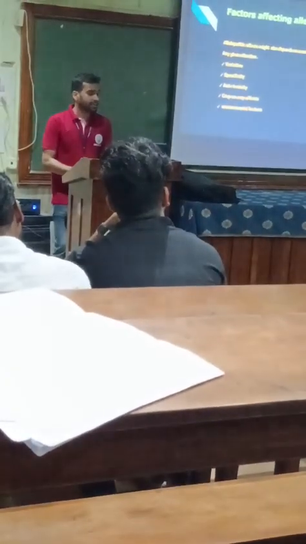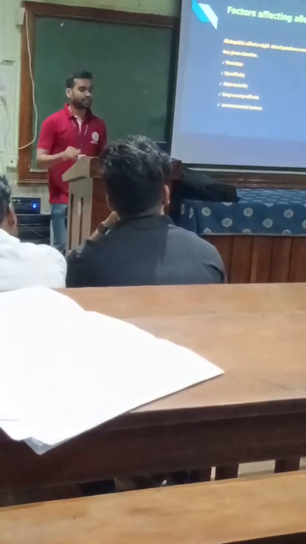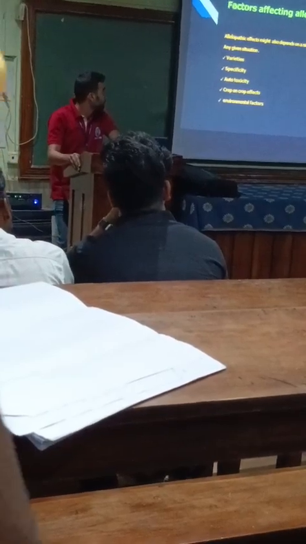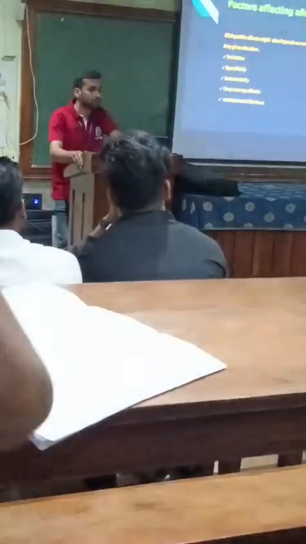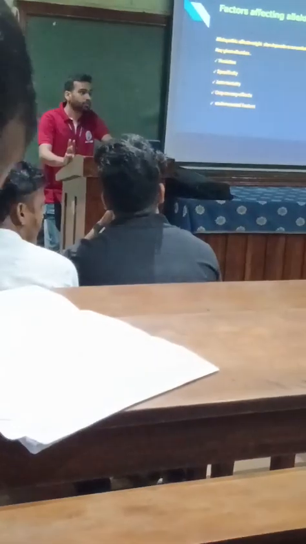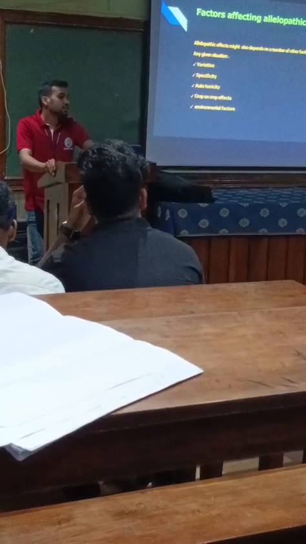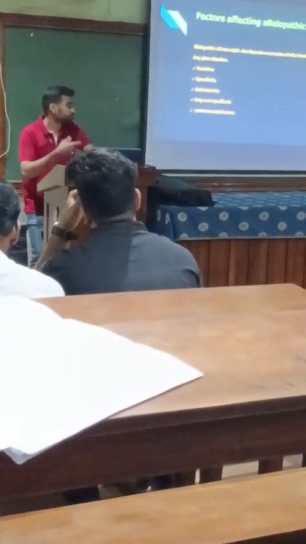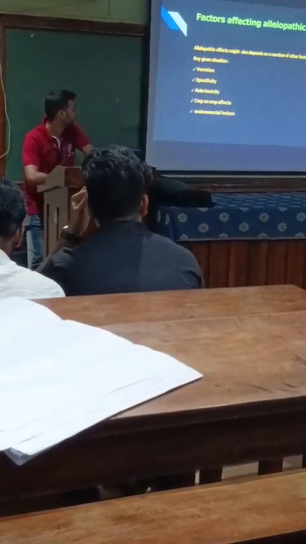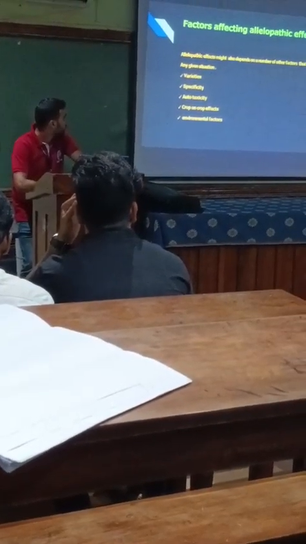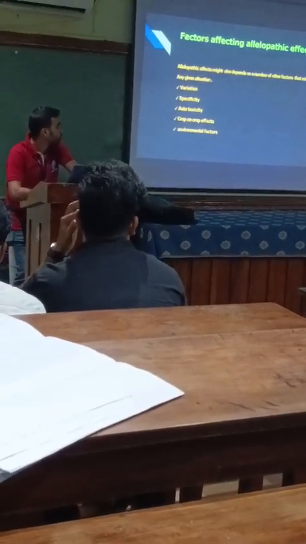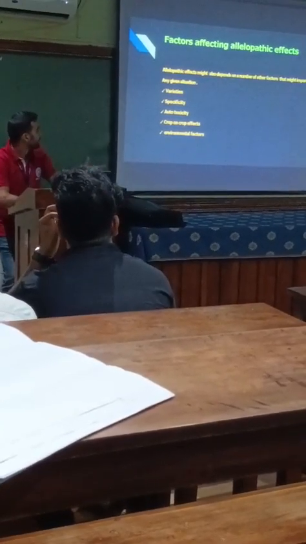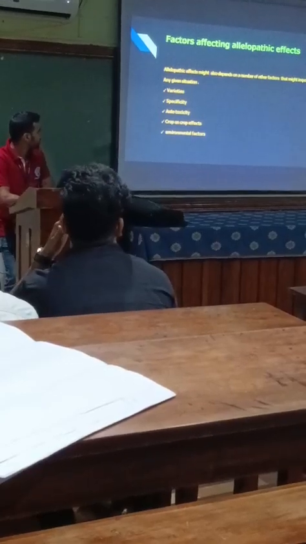There are various factors affecting the allelopathic effect. There are various types of plants and they contain various types of allelochemicals, so they can affect various types of weeds or plants. There is specificity, where a specific type of allelochemical affects the growth of specific plants. Then autotoxicity means it affects the same plant's seed germination, and then crop on crop effects and environmental factors.